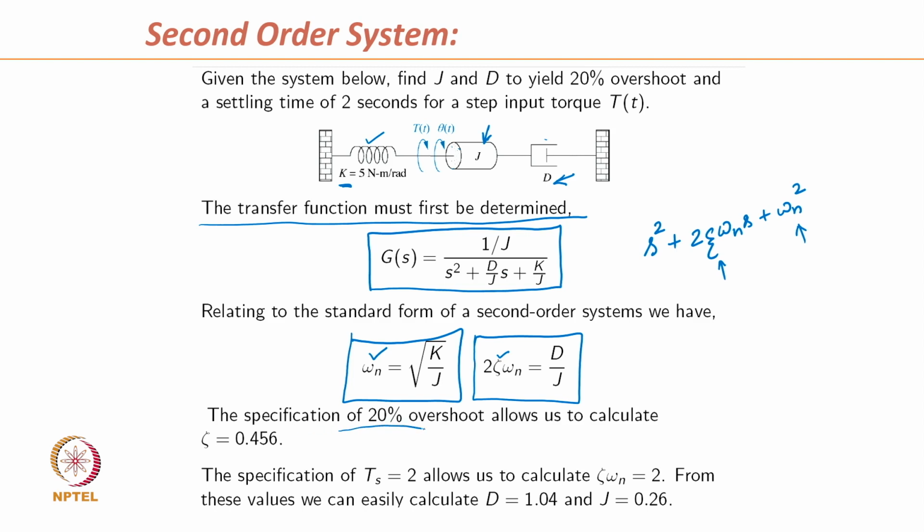So, the specification of, let us say, 20% overshoot allows us to calculate zeta, and the specification of Ts equal to 2 allows us to calculate zeta omega n, and we can easily calculate the values of D and J.